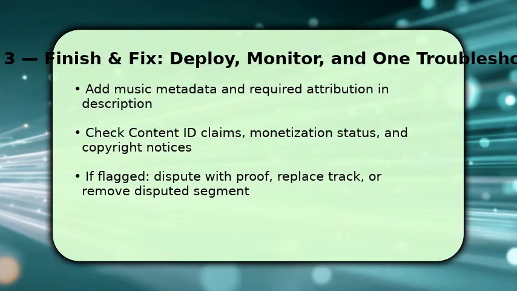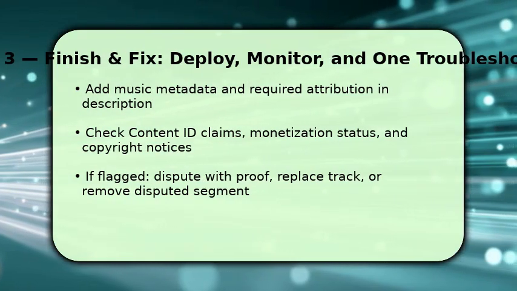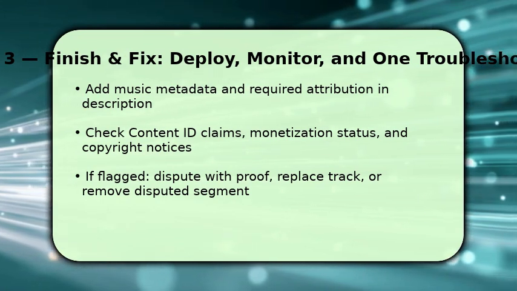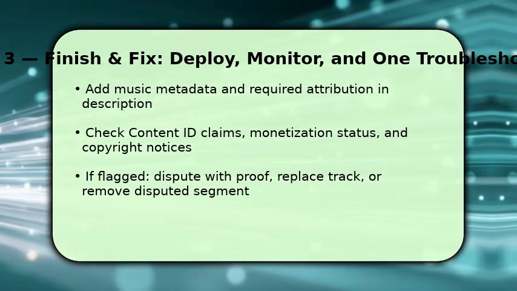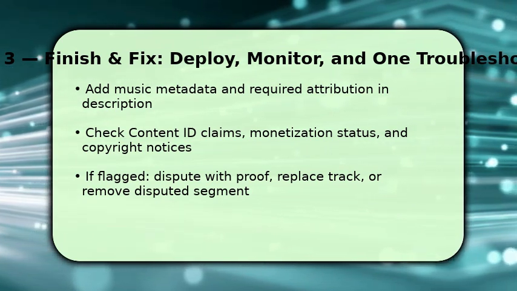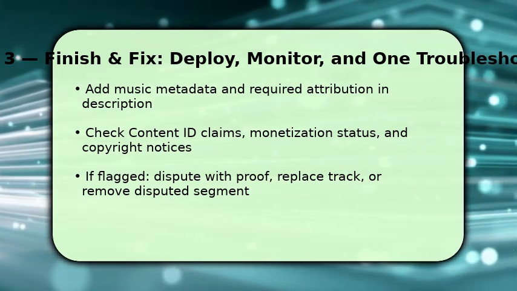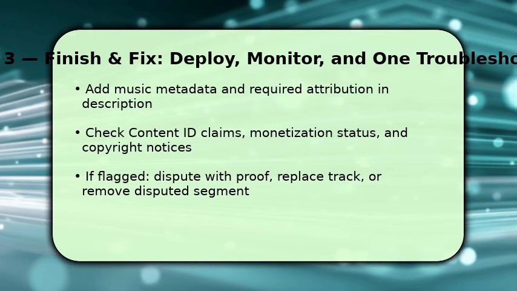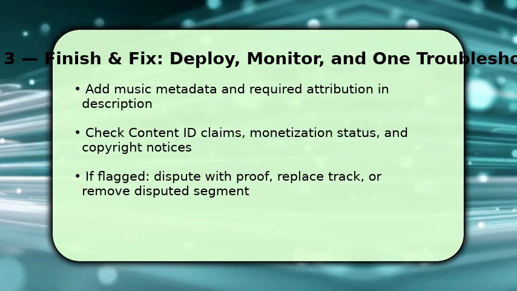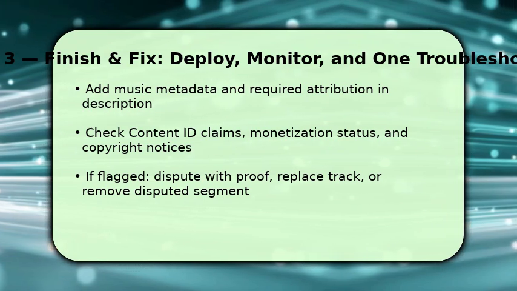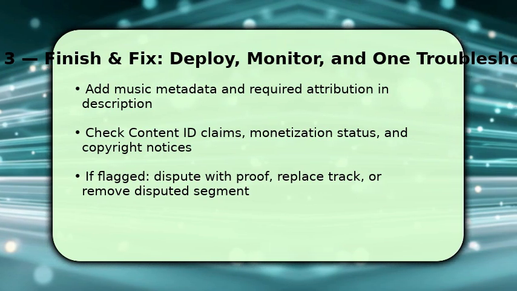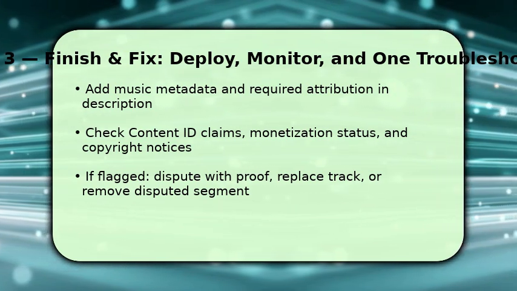Finally, you publish with the right metadata and on-screen or description credits. Paste any required attribution exactly as the license demands. Once live, monitor for Content ID claims and check how they affect monetization. If a claim appears, review claim details before accepting. If you face a problem, first try replacing the track or trimming disputed sections, and if needed, dispute with proof of license or receipt. Make sure all changes are documented so you can resolve issues quickly.